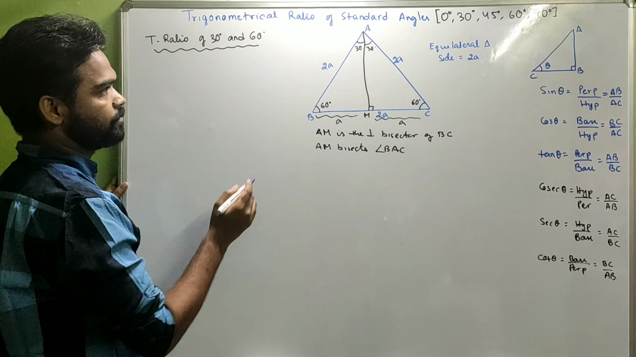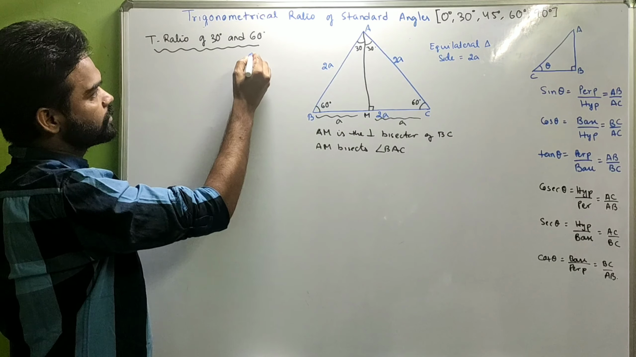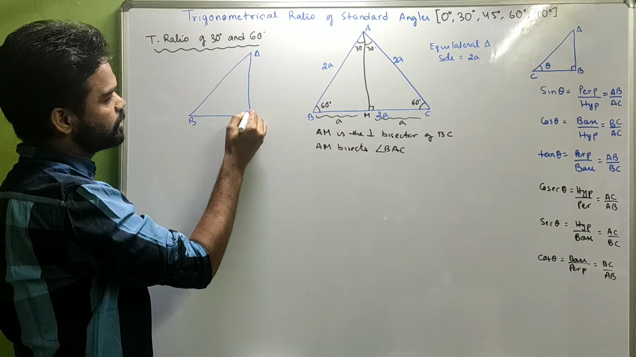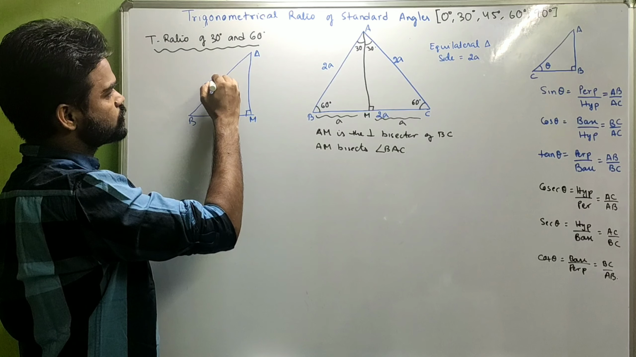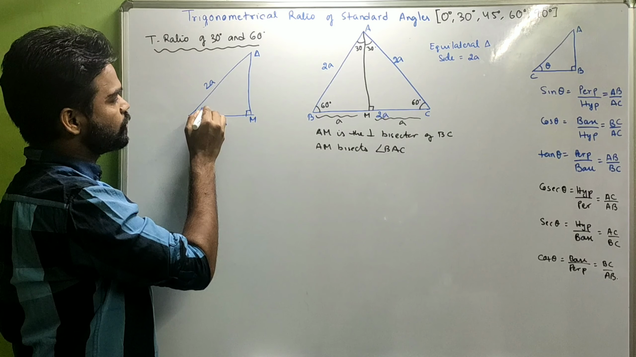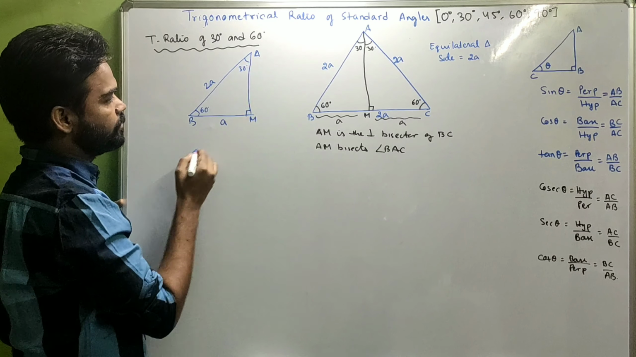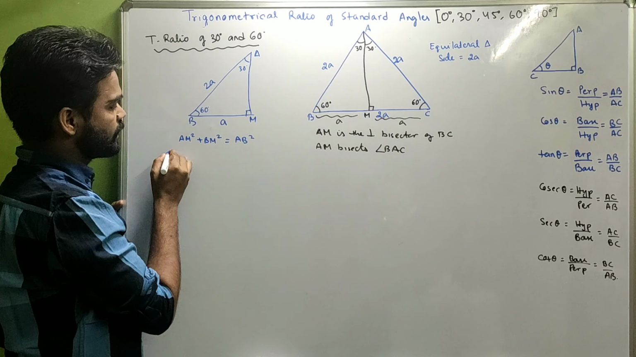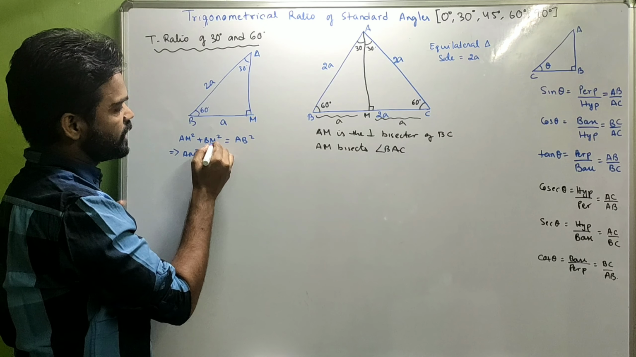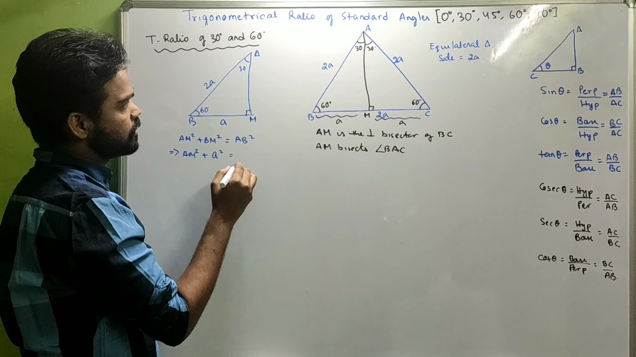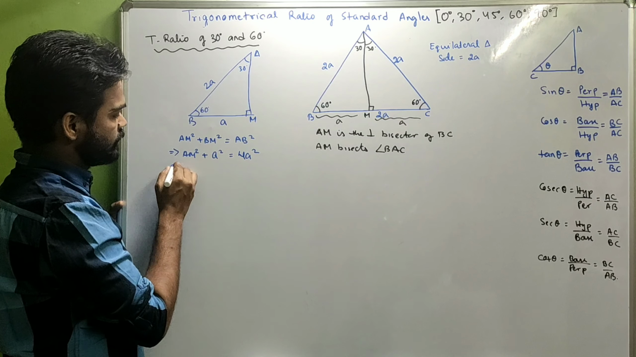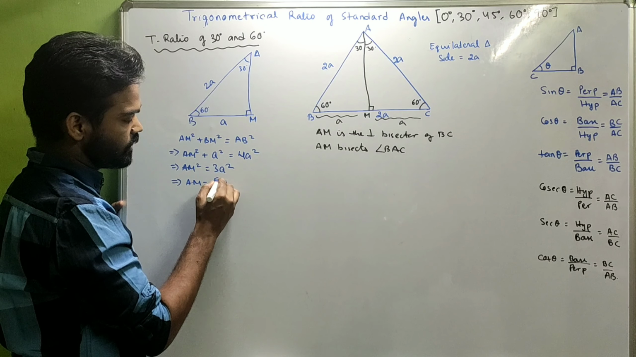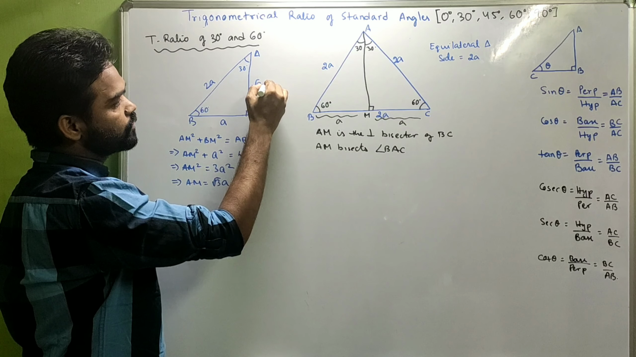Okay. Now look carefully. What I'll do, I'll draw triangle ABM. This is your A, B, M. This is A and this is twice A. First, by Pythagoras theorem, we'll find AM. AM square plus BM square equals AB square, where AM is unknown to us. BM square will be A square, AB square, so twice A whole square will be 4A square, which means AM square will be thrice A square, which means AM will be root 3A, isn't it? So this is your root 3A.